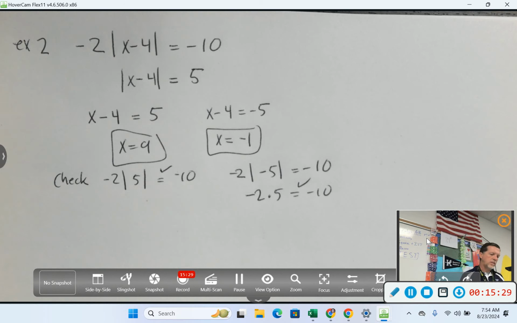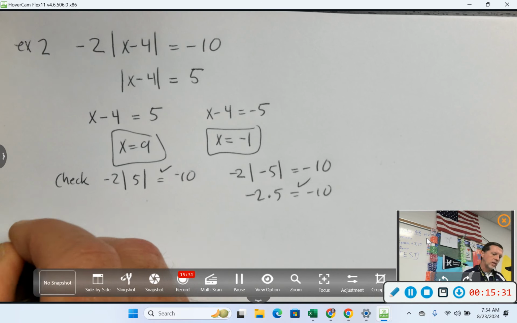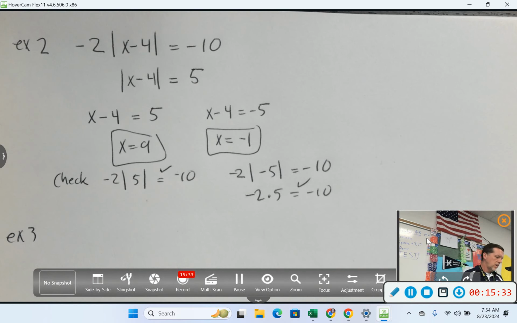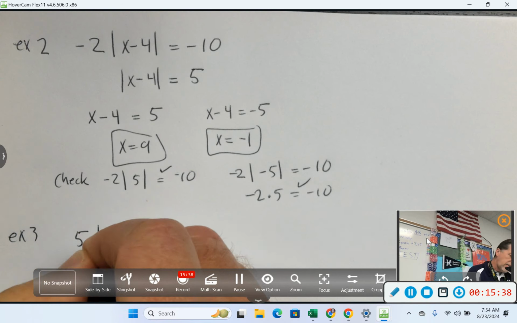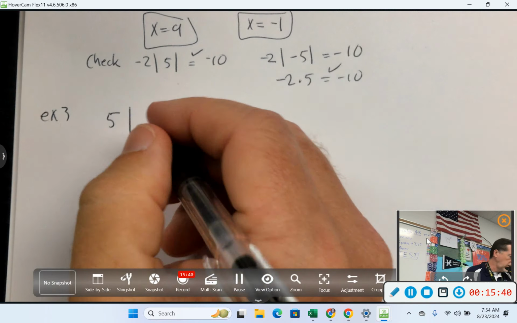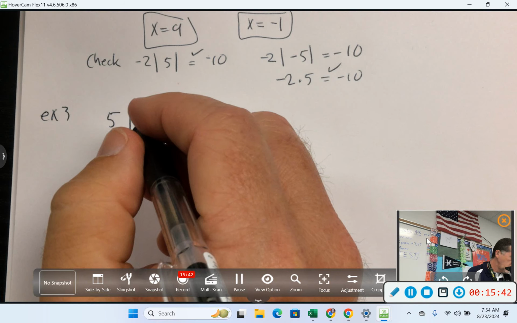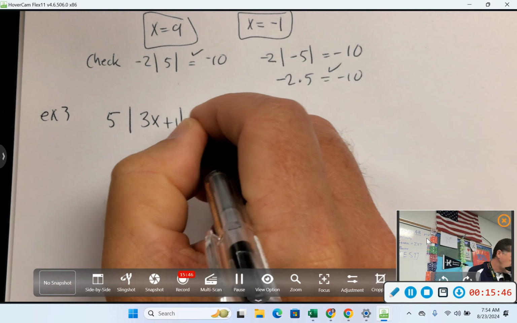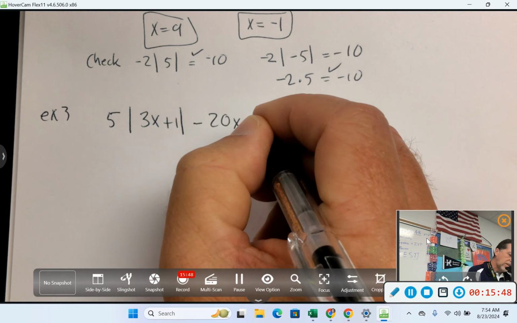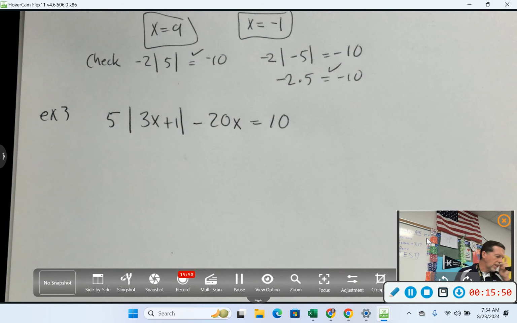Guess we probably need to see one that doesn't work. Convince you that you really do need to check. 5 times absolute value of 3x plus 1 minus 20x equals 10.